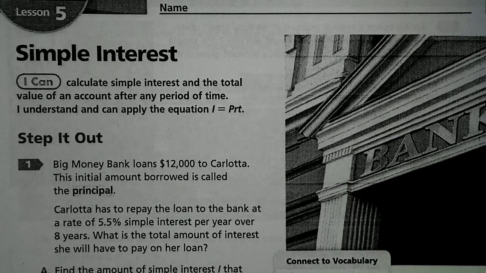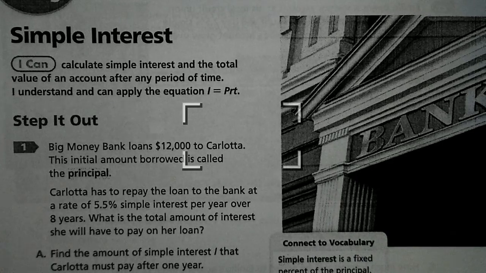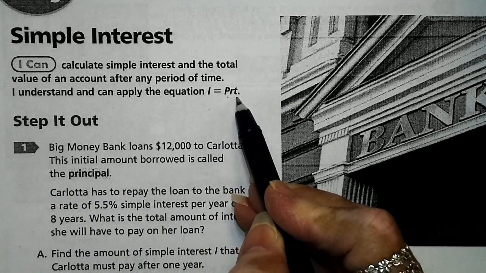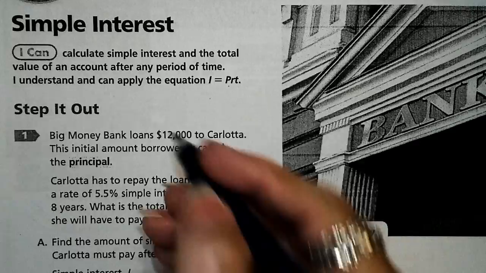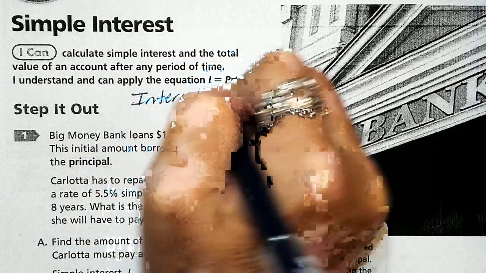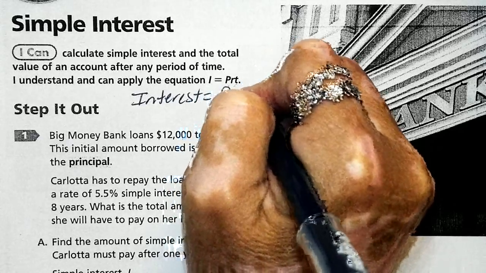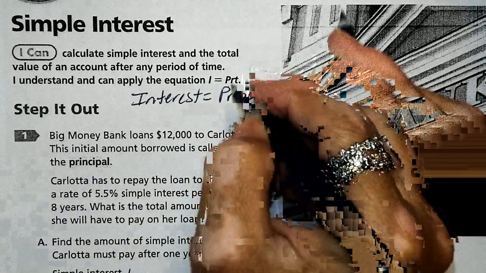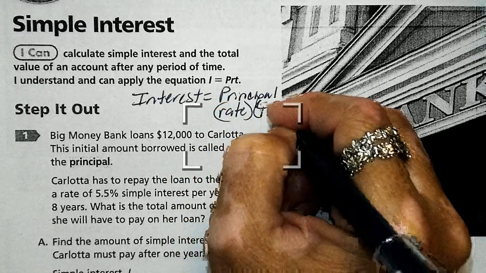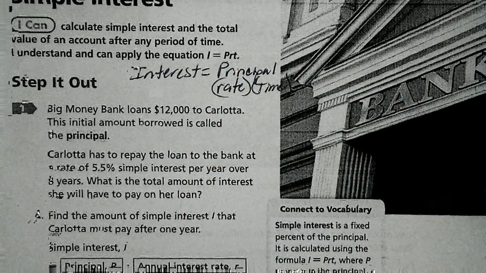I understand and can apply, I, which is for interest, the equation interest equals PRT. So I is interest, P is principal, R is rate, and T is time. So that's what that stands for. So interest equals principal times the rate times the time. So that's what those mean.